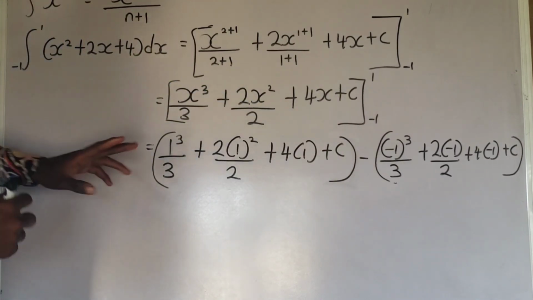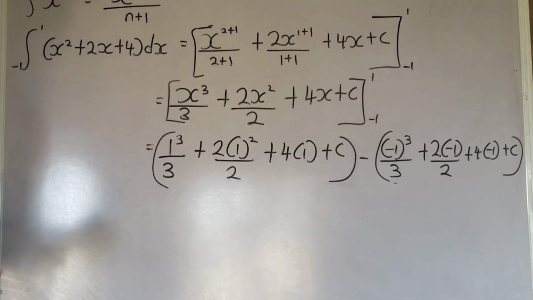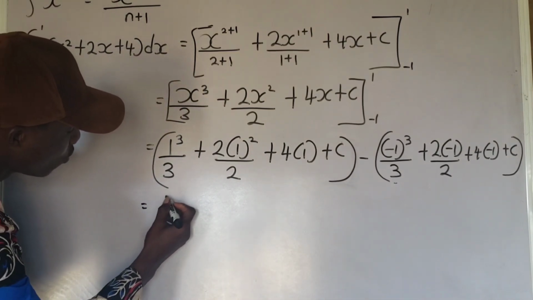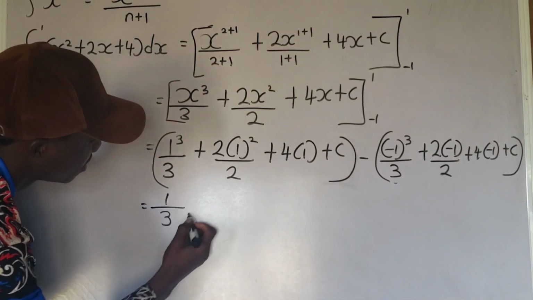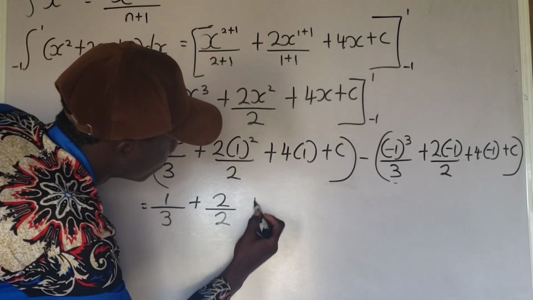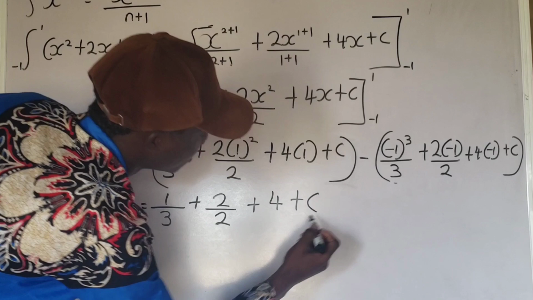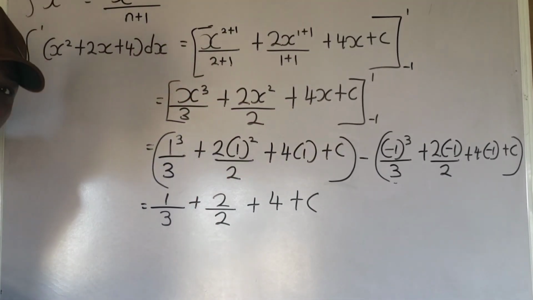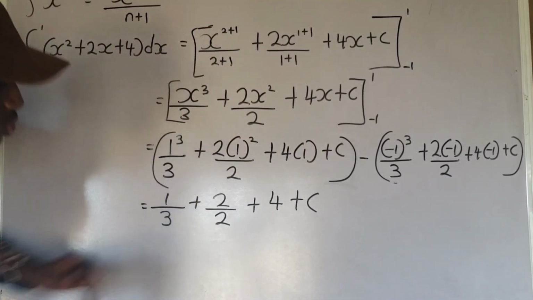You understand? So I'm going to solve this. 1 raised to the power of 3 is 1. So I'm going to have 1 all over 3 plus 2 all over 2 plus 4 plus c. Do you understand how I got it? 1 raised to the power of 1 is 1. 2 times 1 is 2. You understand?